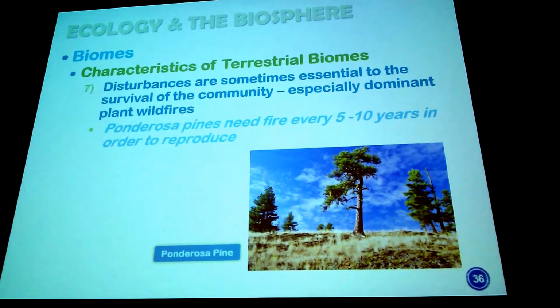And something like this has some chemical retardants to prevent it from burning. They're not enough. And it burns too intensely and wipes out the trees and their seeds. So, again, something else we really don't get. We're getting better at it still. We're not there yet. So, disturbances sometimes essential for the survival of the community, especially dominant plant wildfires.